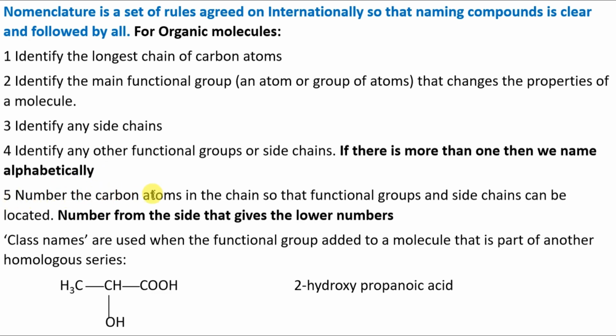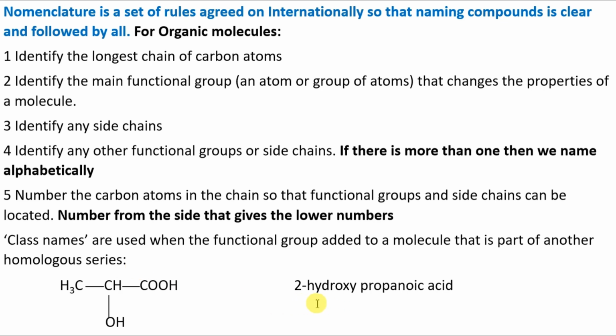Then number the carbon atoms in the chain so that functional groups and side chains can be located. And we number from the side that gives the lowest numbers. Small point, not very common: class names are used when the functional group added to a molecule is part of another homologous series.